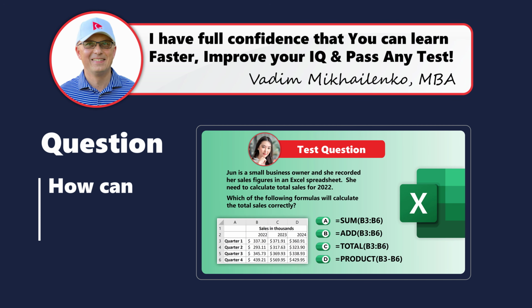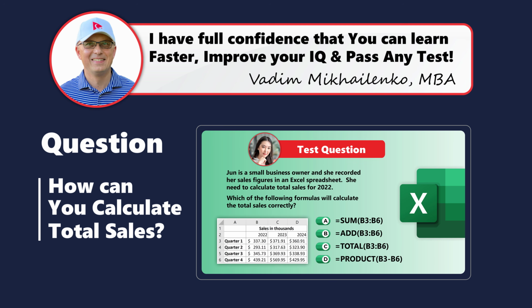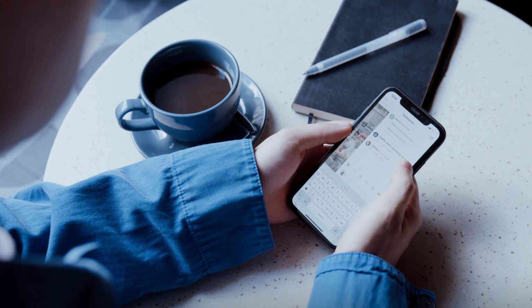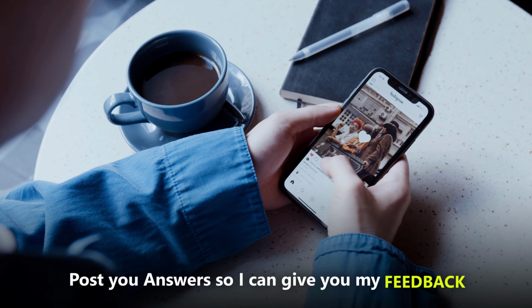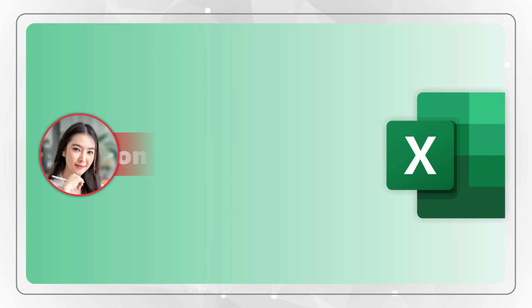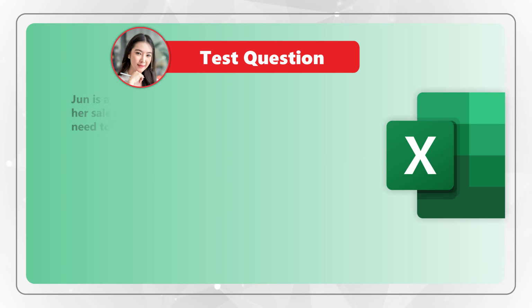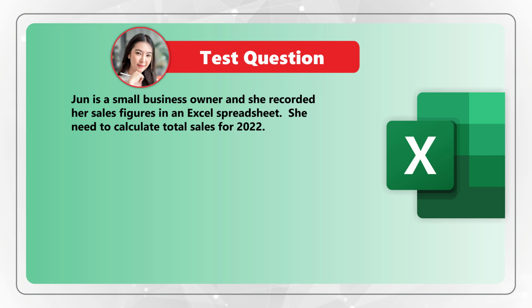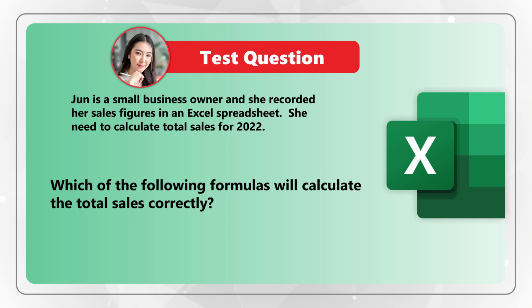And now, here's the practice question for you. In this question, I'm not gonna give you the answer, but instead, I'm gonna ask you to post your solution in comments so I can give you my feedback. June is a small business owner, and she recorded her sales figures in an Excel spreadsheet. She needs to calculate total sales for 2022. Which of the following formulas will calculate the sales correctly?